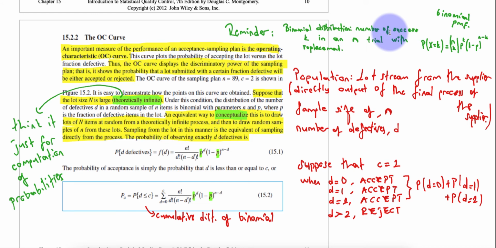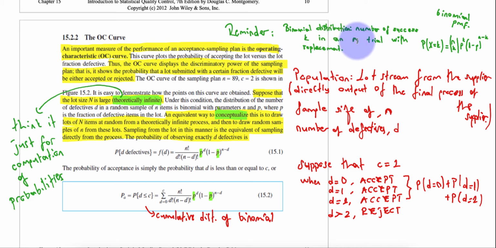The distribution of the number of successes in N trials with replacement is the binomial distribution. Here, success is a general term. In our case, it is the number of defectives. We are trying to find the distribution of the number of defectives in a sample of size N.